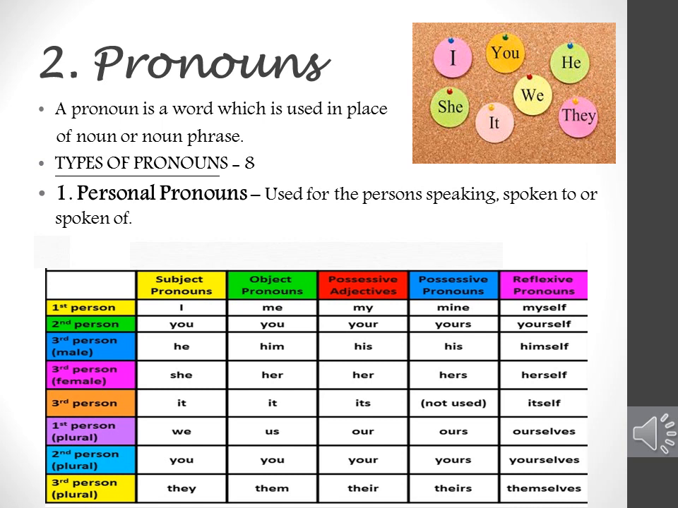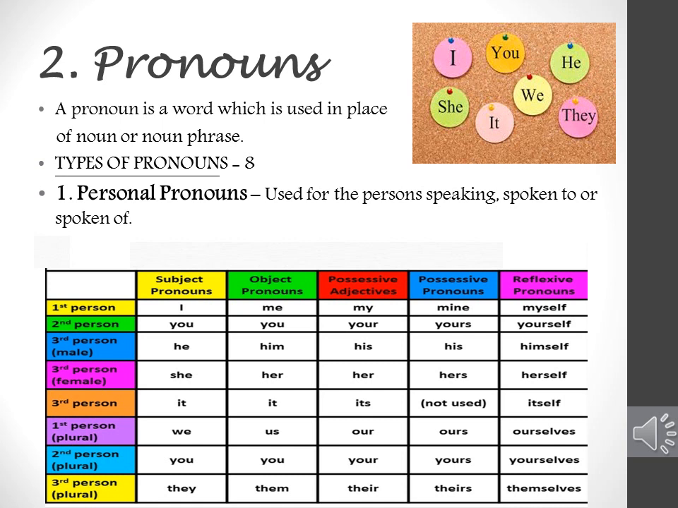First person, where it is used as subject, is I. Second person used as subject is you. Third person used as subject is he, she, it. And first person used as subject in plural is we. Second person used as subject in plural is you. And third person used as subject in plural is they.